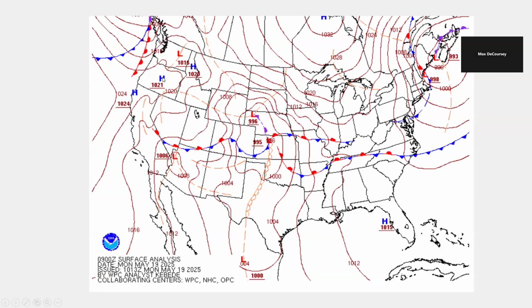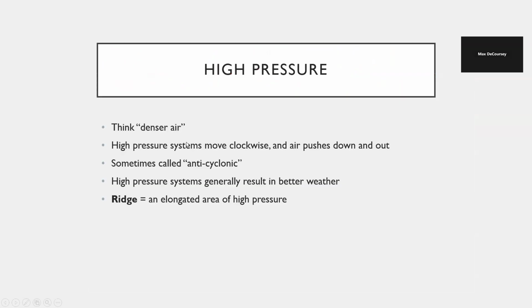So what I mean when I say they rotate clockwise is if you were to see a map of the winds around this high pressure system, you would see them rotating clockwise, like this way, rotating out. The air pushes down and out. So when we're thinking about weather systems, high pressure systems generally result in better weather. The reason for this normally is because the air is being pushed down and out. Bad weather is created normally when air is pulled up, when the atmosphere is unstable. So high pressure systems are doing the opposite of that. They're pushing the air down and out.